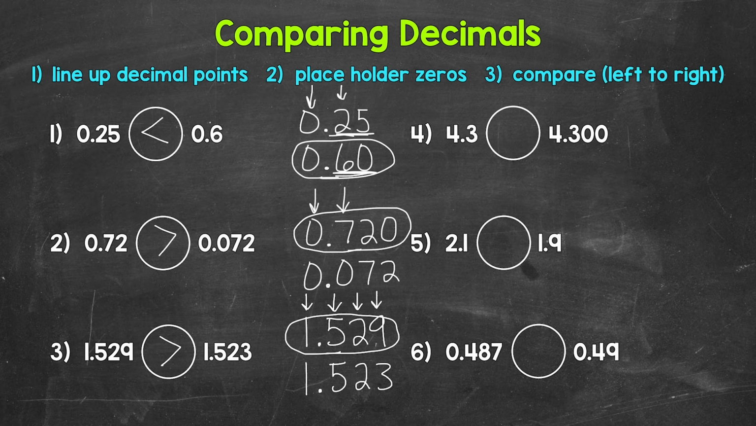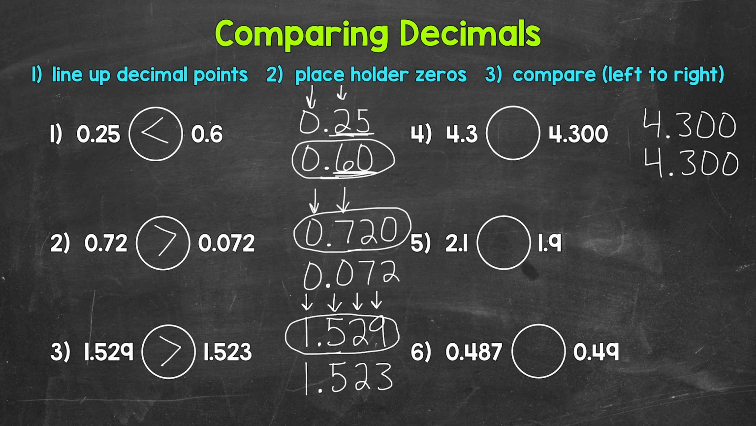Next, let's move on to number 4, where we are comparing 4 and 3 tenths and 4 and 300 thousandths. So let's line these up off to the side here. So 4 and 3 tenths and 4 and 300 thousandths. 4 and 300 thousandths goes to the thousandths place. So let's use placeholder zeros after 4 and 3 tenths. So that goes to the thousandths place as well.